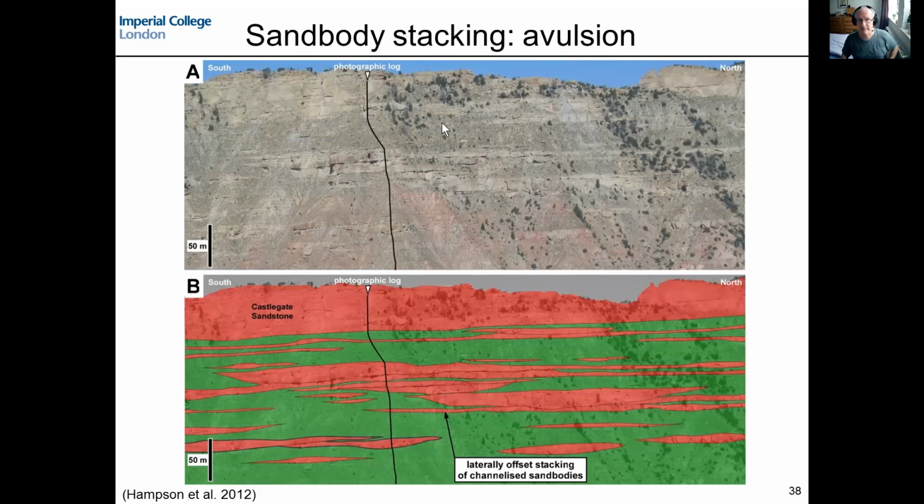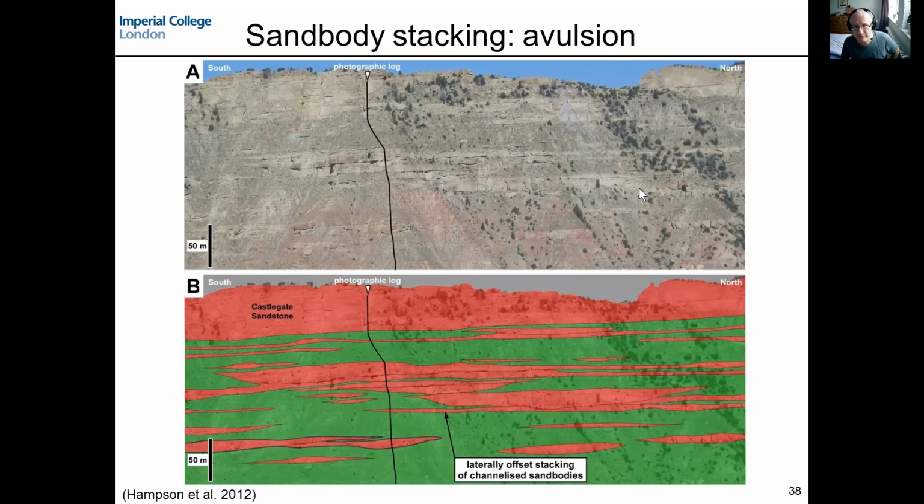Photo of the cliff face there, and then a line drawing down below. And the sandstone units in the cliff face in here, those are channel bodies. They are channels which are somewhere between braided and meandering. And the finer grain material in between there are floodplain deposits.